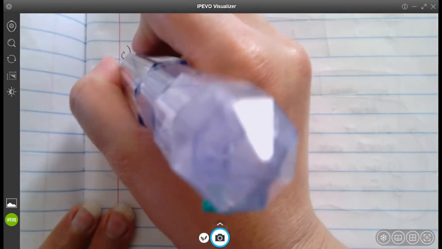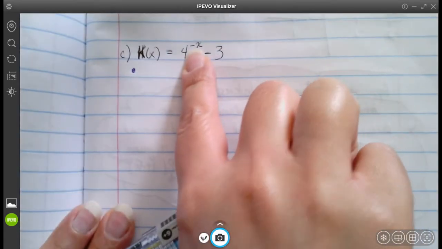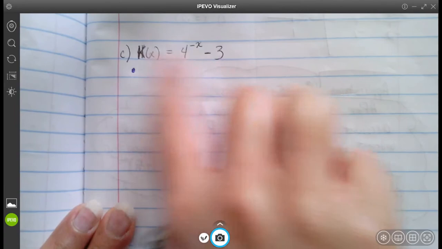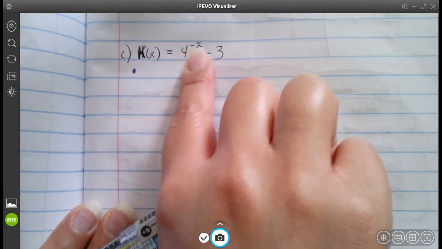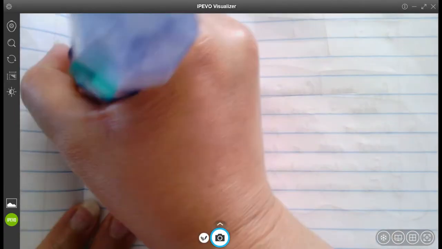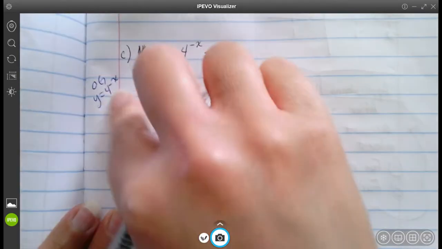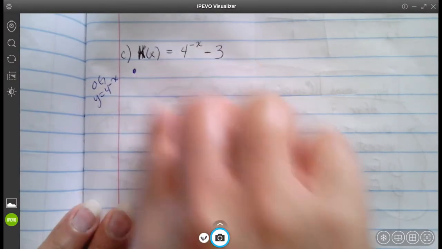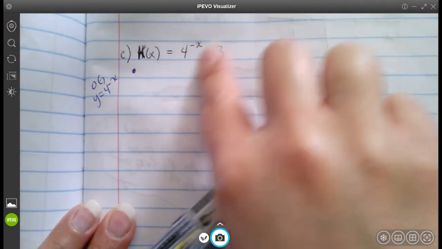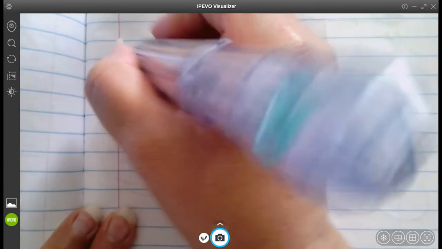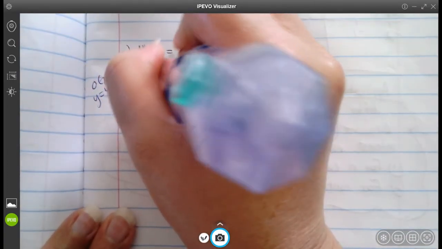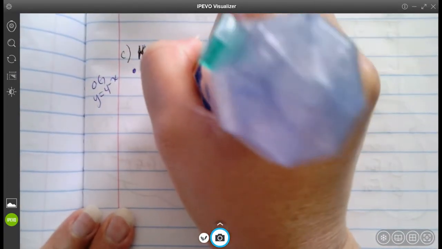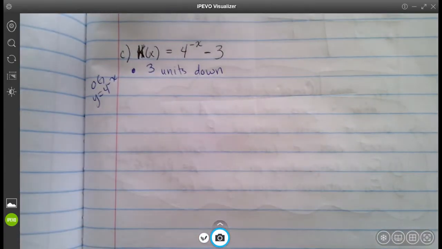So we have this negative x. We can think of it as a reflection because it's negative, but we can also just use the OG. We can make our OG y equals 4 to the negative x because we know what that one looks like. So if we use this one, then we should know that it's going to be going the other way. The only thing I'm going to focus on really is this negative 3, which means 3 units down. And the good thing about these is you can always graph them and check them out.